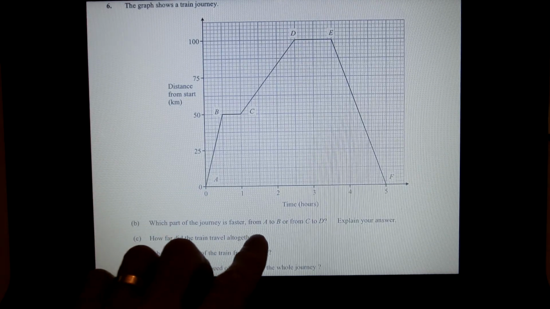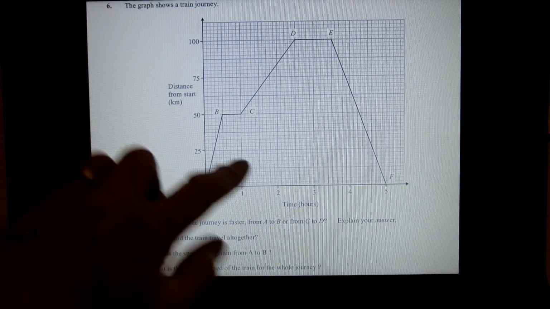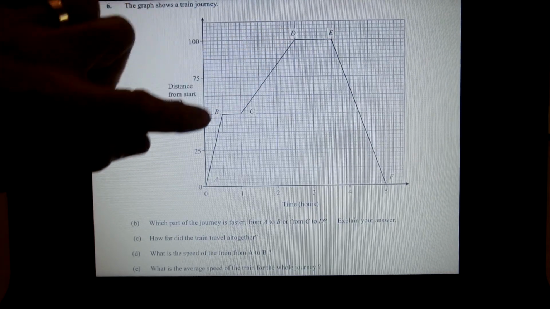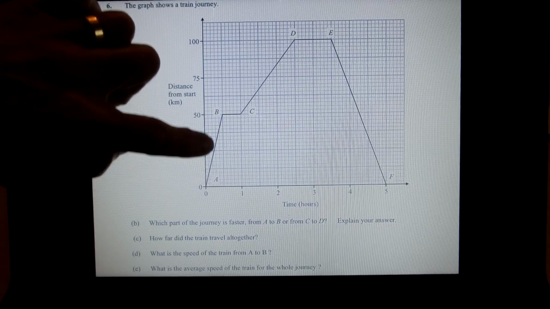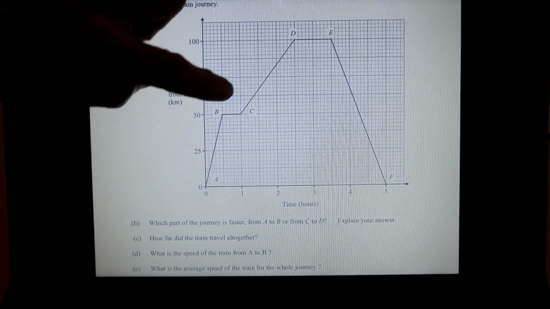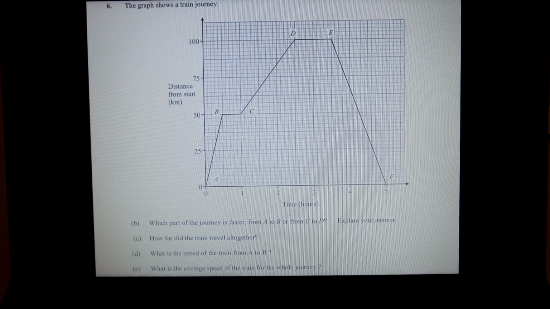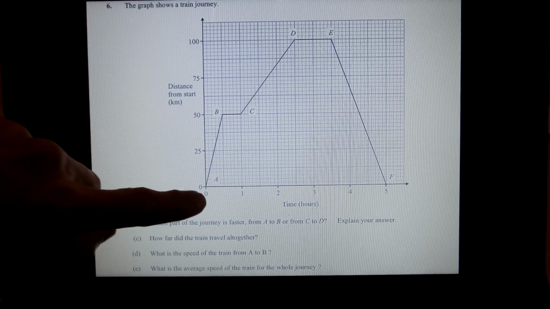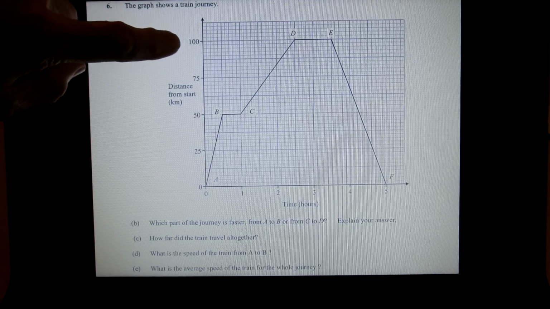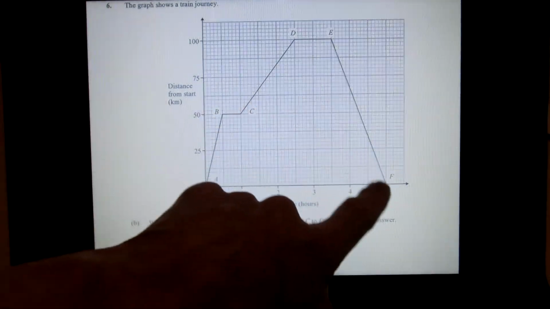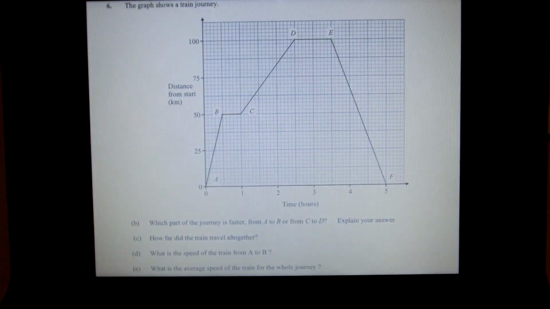Which part of the journey is faster, from A to B or from C to D? The steepest part of the graph is this one. This part of the journey is faster than this part. How far did the train travel altogether? Well, it travelled 100 kilometres away from its start, and then it returned back along. This is it returning to where it came from. So it must have travelled 200 kilometres in total.